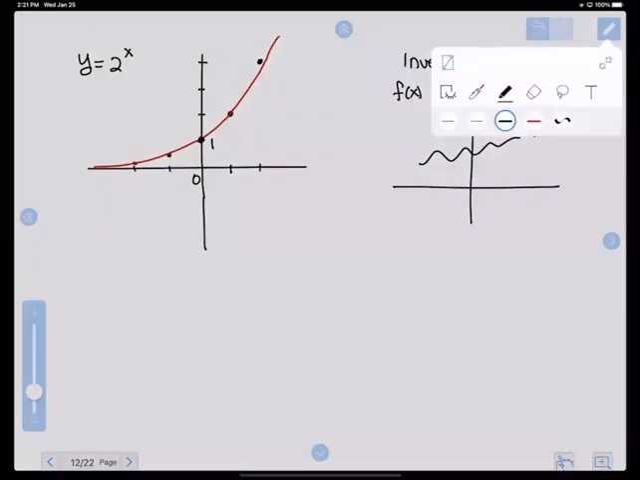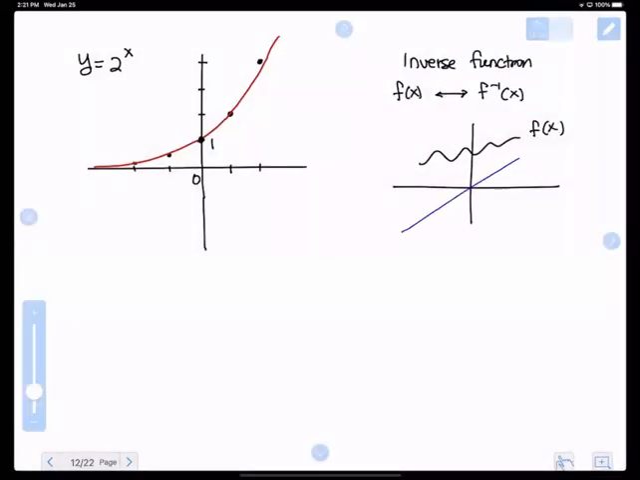What you have to do, you always make a line y equals x. Always make a line y equals x. Reflect the image by y equals x. That's the inverse function. Or you have this function here, reflect by y equals x, that's the inverse. So this is the inverse of that, this is the inverse of this. Do you understand this? Vice versa.